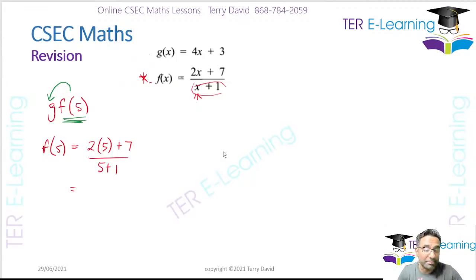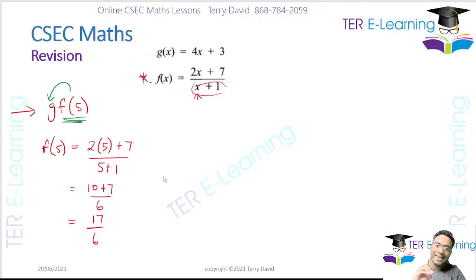So all I'm doing is substituting 5 into my expression. Now, just by the look of it, you're going to get a funny fraction, right? So 2 times 5 is going to give me 10, plus 7, divided by 6. And that's going to give me 17 over 6. So that's step 1. This is what we're trying to work out, gf of 5.